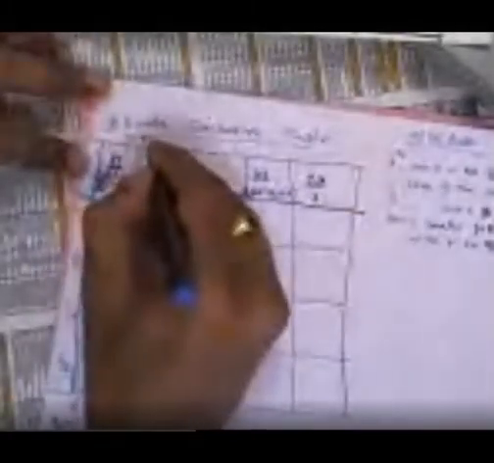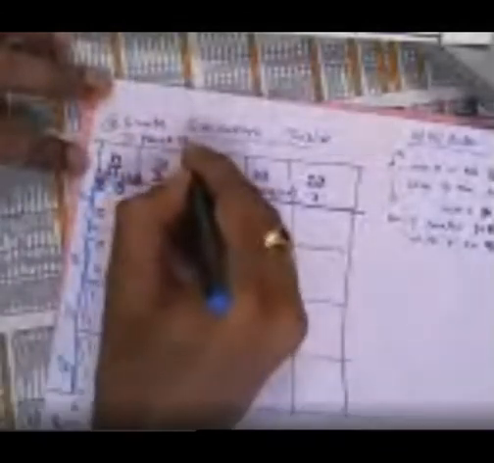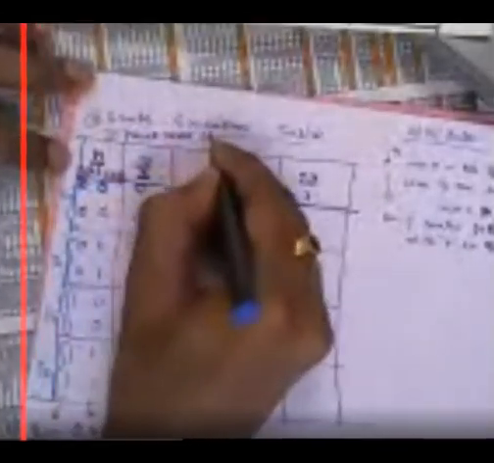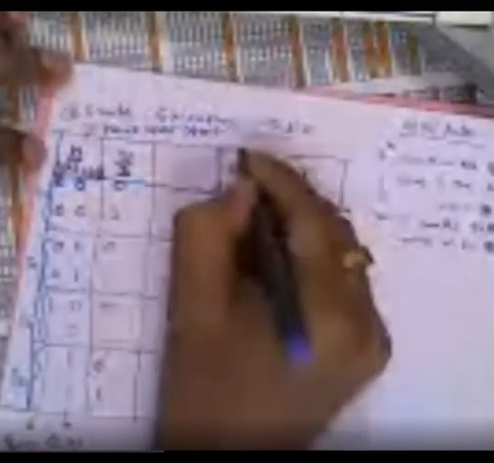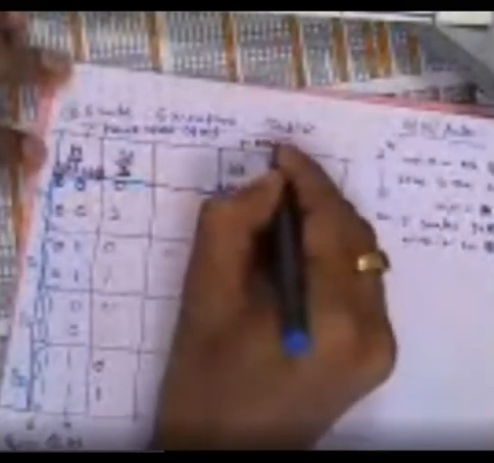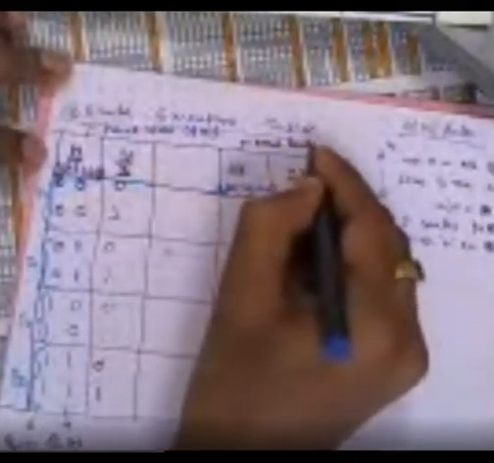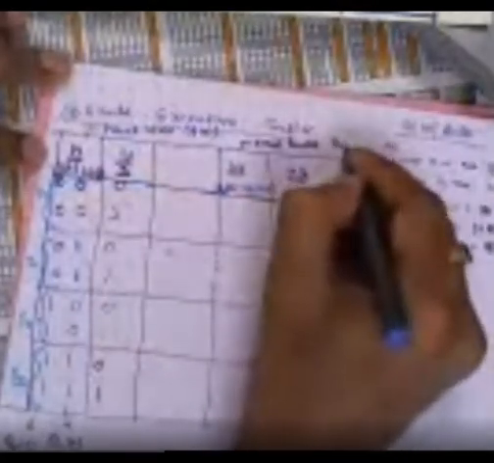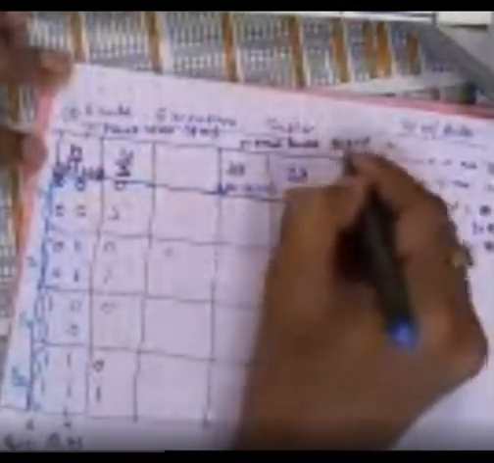So this is the present state, that means Q of t, and this is the next state, that is Q of t plus 1.